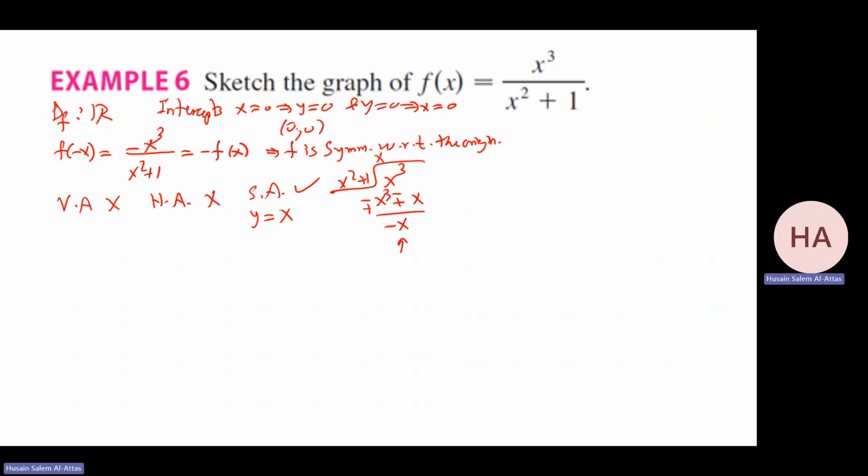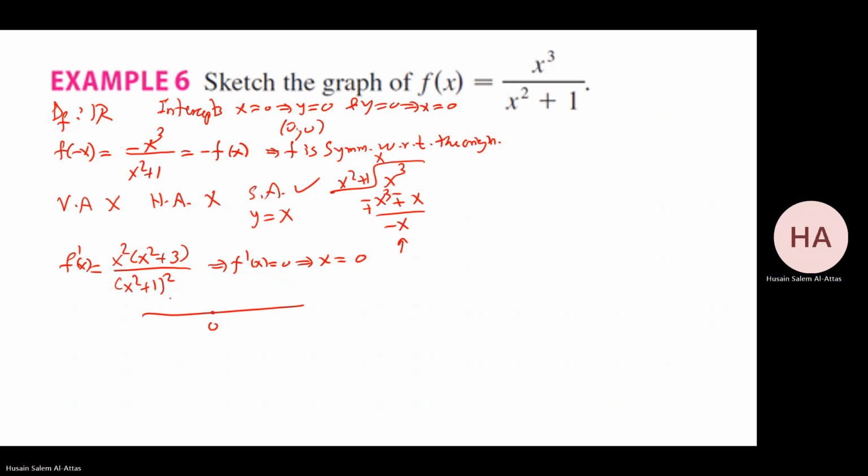Now we'll do f prime. If you do f prime, that will be x squared over x squared plus 1, all squared, which implies f prime equals 0. I have only x equals 0. So I'll put 0, and before that it will be positive, positive. So the function is always increasing. Okay, f double prime. If you do the calculations, you'll get this.